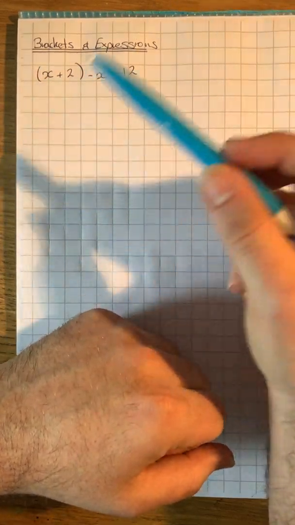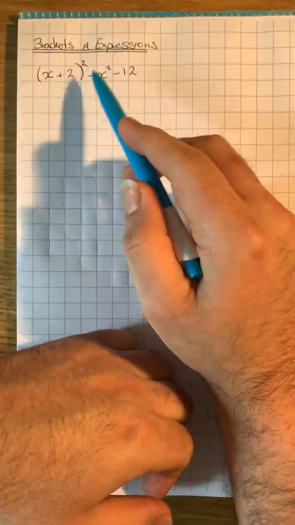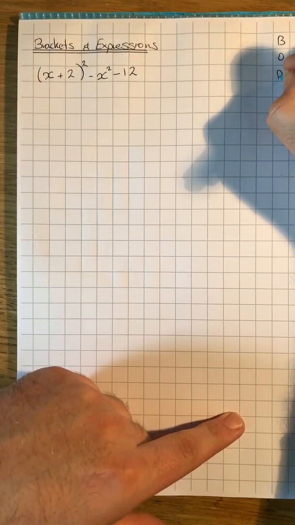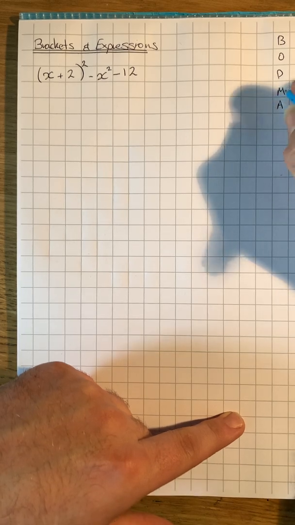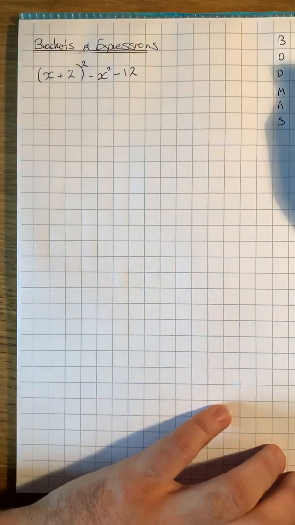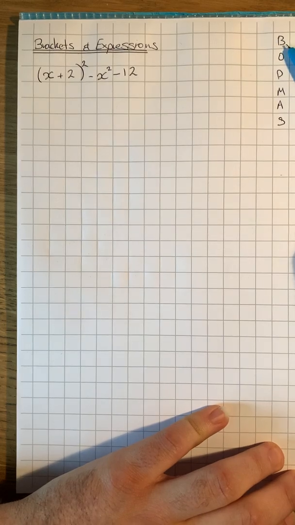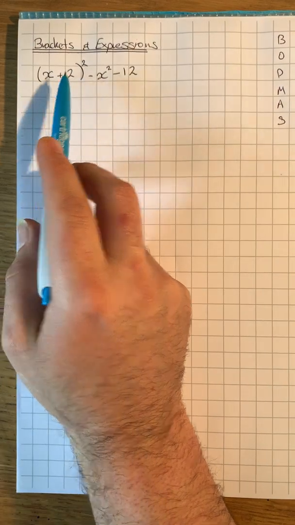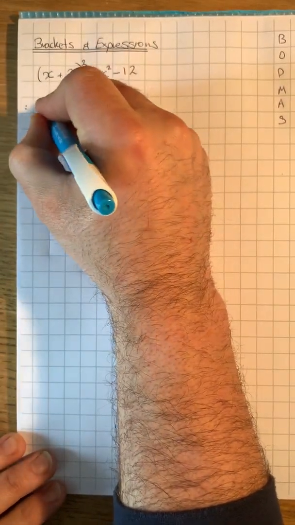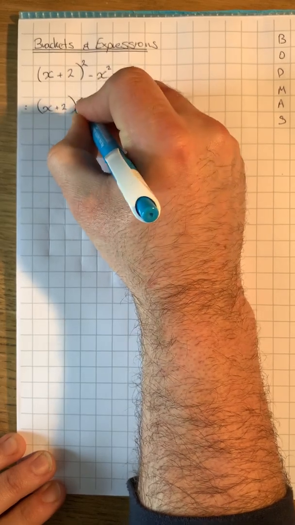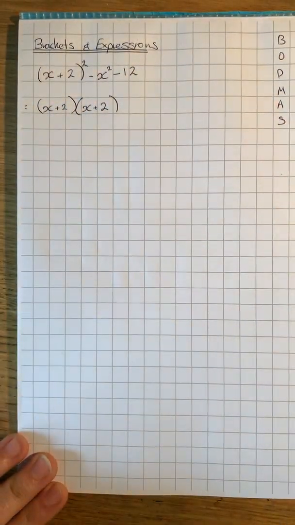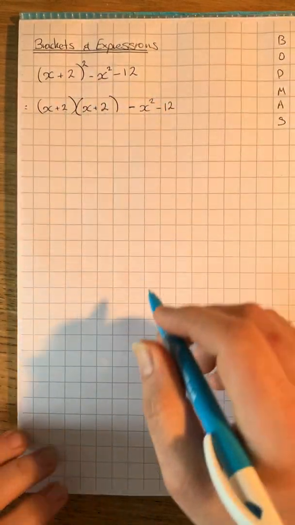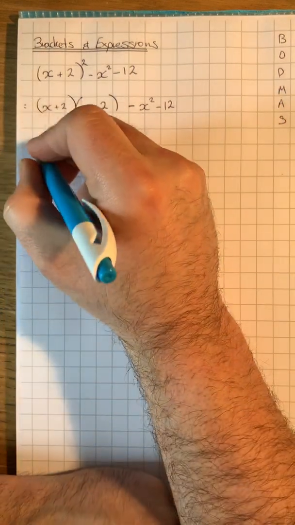Now, the first thing you should be doing is focusing on the brackets, because our rules are always BODMAS or BIDMAS or BIMDAS, whatever you like to call it, and we always start with brackets. So we have to multiply out these brackets first. So (x + 2) all squared is just the same as (x + 2) times (x + 2), and we've still got the negative x squared and the negative 12 there. So we multiply out our brackets.